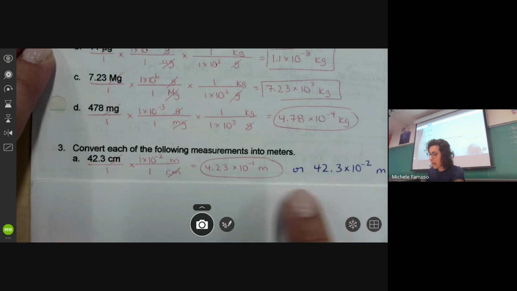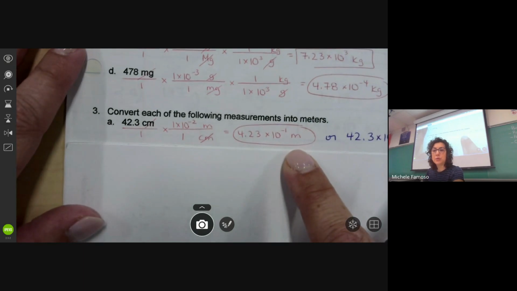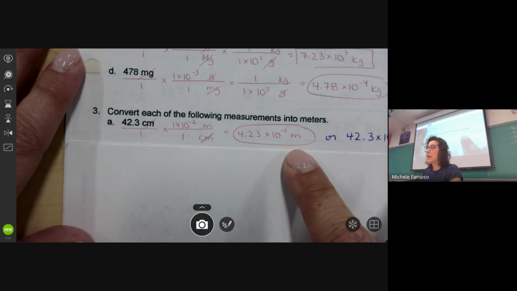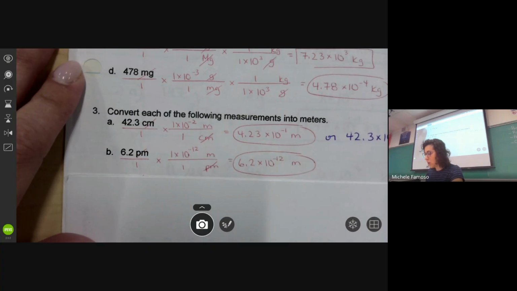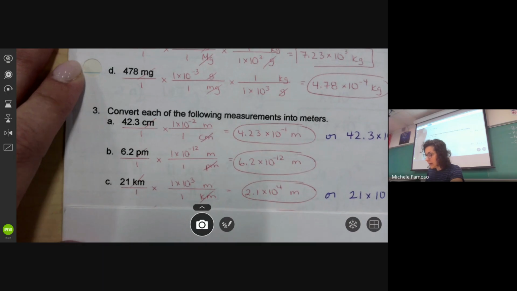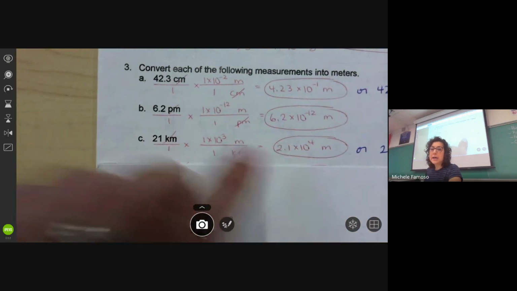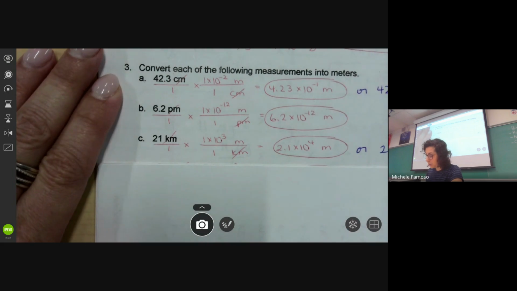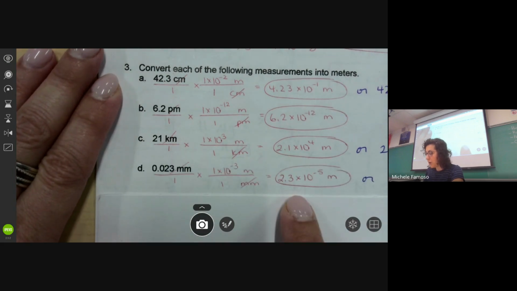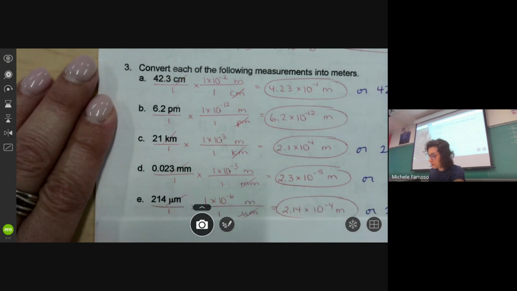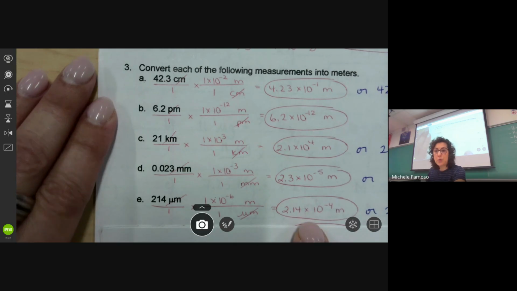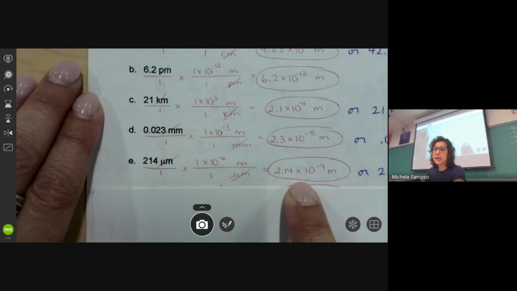Number 3A is 4.23 times 10 to the negative 1 meters. B is 6.2 times 10 to the negative 12 meters. C is 2.1 times 10 to the 4 meters. D is 2.3 times 10 to the negative 5 meters. E is 2.14 times 10 to the negative 4 meters.